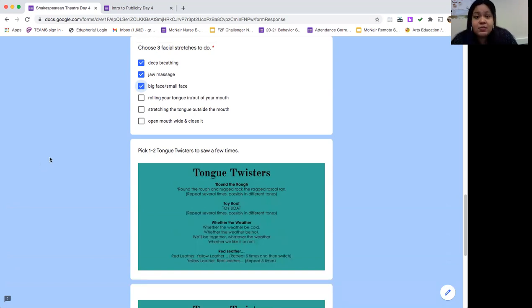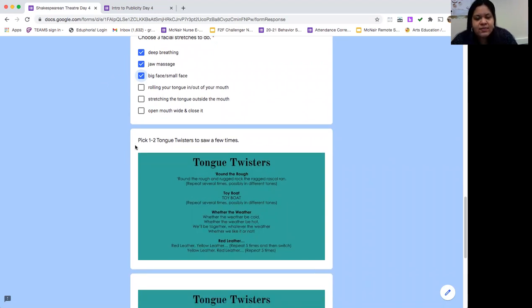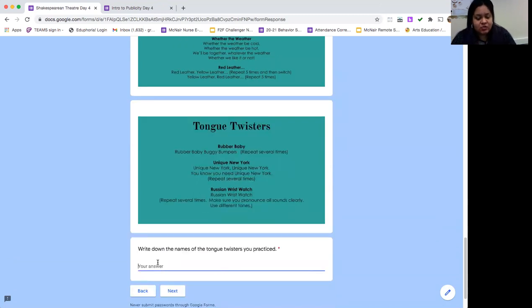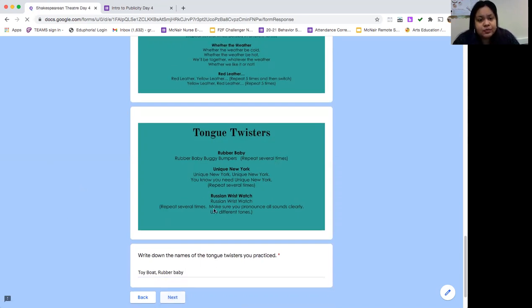I recommend 3 deep breaths in through the nose, out through the mouth, a jaw massage, as well as big face and little face. Then you'll finish off by saying some tongue twisters such as toy boat, and rubber baby buggy bumpers. It really doesn't matter which ones you choose. That's up to you and your personal preference.